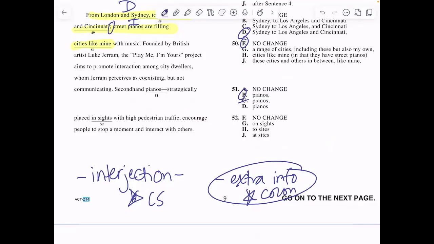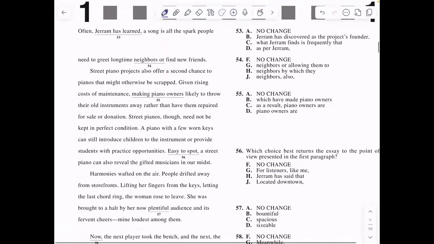Secondhand pianos strategically placed in sites with high pedestrian traffic. So sight, like to see. I sighted a ship. I have sight. I can see, right? Site is a location. So strategically placed to sites or at sites. It would be J, at sites. So make sure, what are those called? Homophones, homonyms, something weird. Make sure you can distinguish between those.